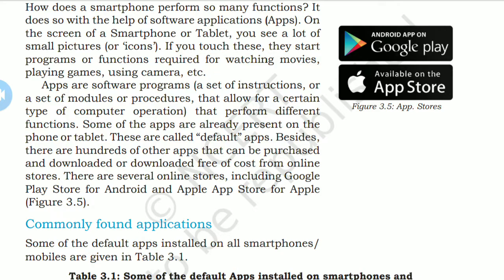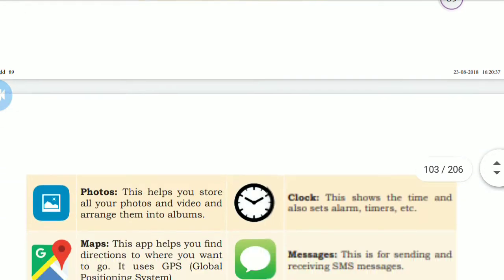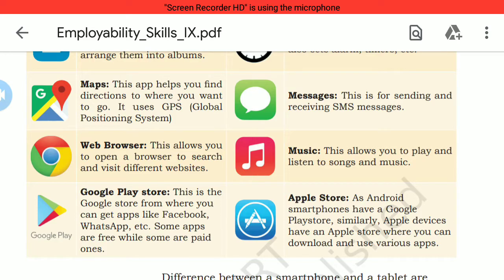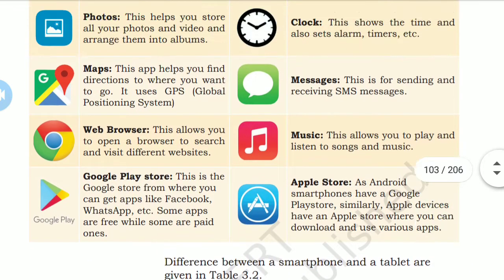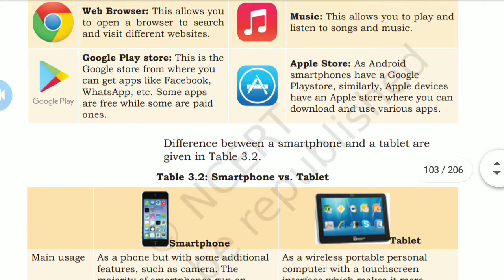Okay, now commonly found applications are given over here. You can just observe the icons: phone, camera, mail, calendar, then here photos, clock, map, messages, music, web browser, Google Play Store, Apple Store. These various symbols or icons are used for accessing that particular application. And you can also call these applications default applications or inbuilt applications.